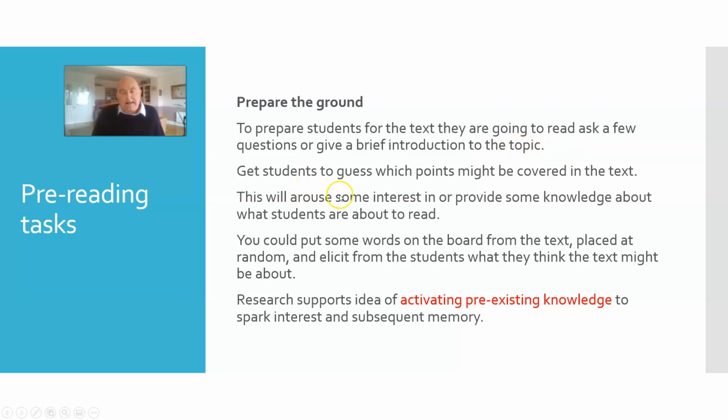You might want to get students to guess what sort of areas might be covered in the text. Anything which might arouse some interest in or provide some knowledge, so that the students' appetites are whetted a little bit about the text before they begin. That may be of more relevance for intermediate and advanced learners, but even younger learners, a little bit of vocabulary brainstorming, for example, could be useful, or even finding out what they know in their own language about the text, just to get them ready for what's to follow.